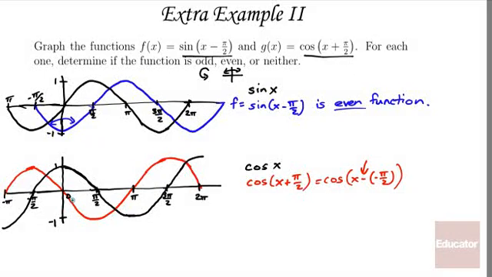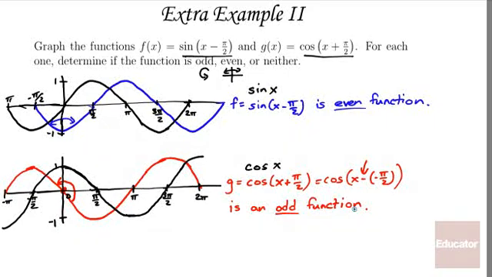And if we look at that curve, it has rotational symmetry around the origin. If you rotated that graph 180 degrees around the origin, it would look the same. It definitely does not have mirror symmetry around the y-axis. So this is an odd function. Odd functions have rotational symmetry around the origin. So that's an odd function.